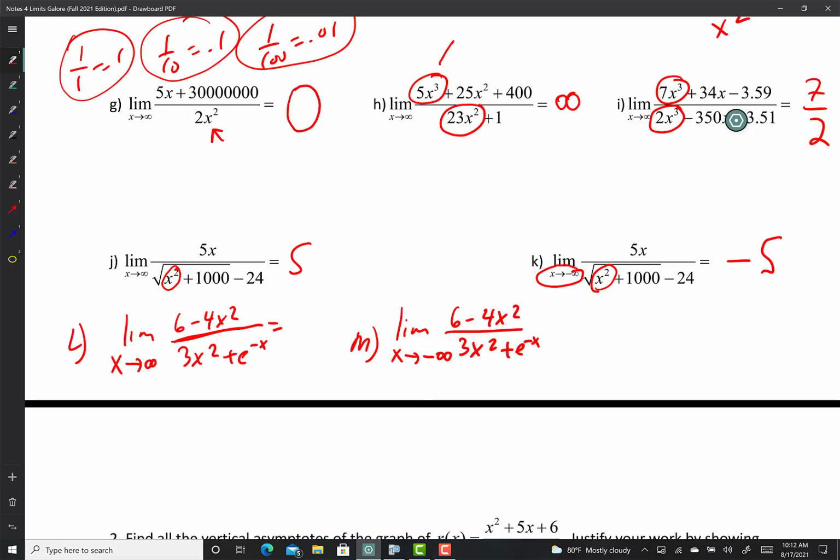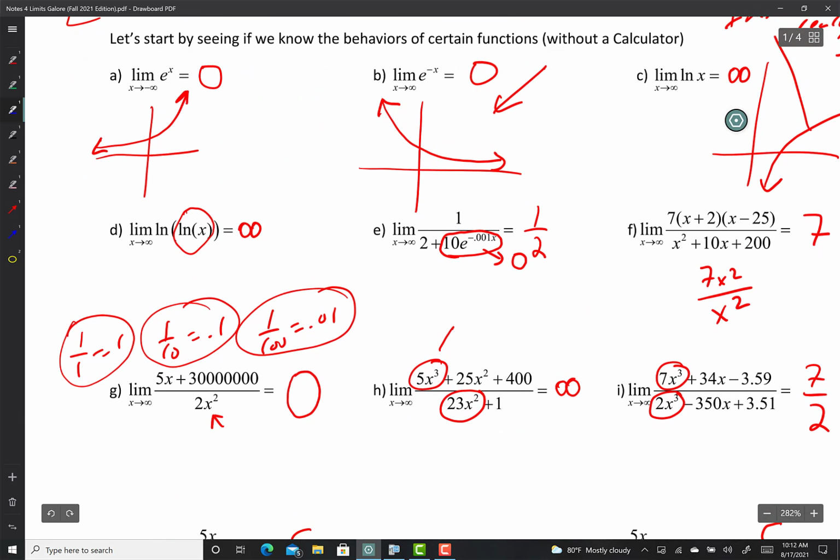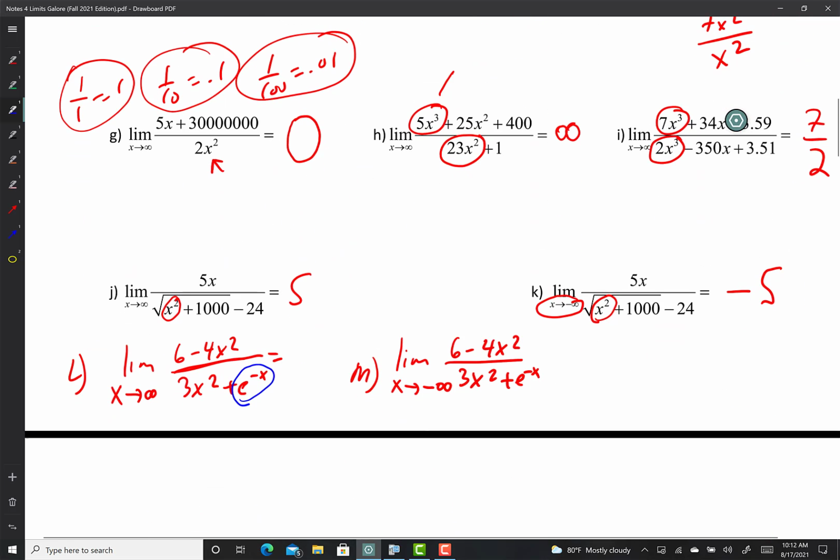Let's talk about letter L. X is approaching infinity, correct? Look what you have here. You have e to the negative x, and we know that e to the negative x looks like letter B. Yes or no? Yes. So immediately you start focusing on the negative 4x squared and the 3x squared. So what is that? Negative 4/3.